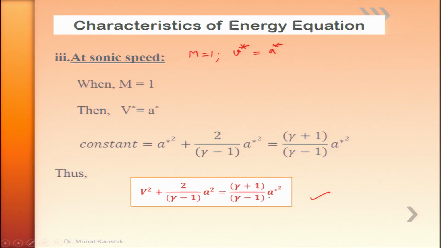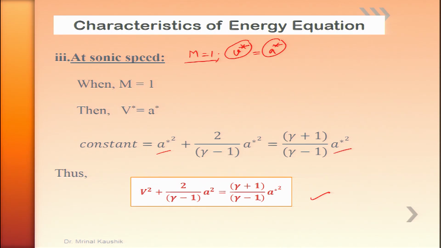Now, the third form, again for the sonic condition, that is when the Mach number is equal to 1. Under this condition, what is the form of the energy equation? That means V equal to A, and again denoting by asterisk, if V star is equal to A star, then to reevaluate this constant of the energy equation, put A star square in place of V square, and then 2 by gamma minus 1 A star square. That means this gives you gamma plus 1 upon gamma minus 1 A star square.